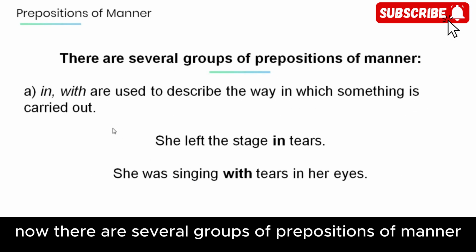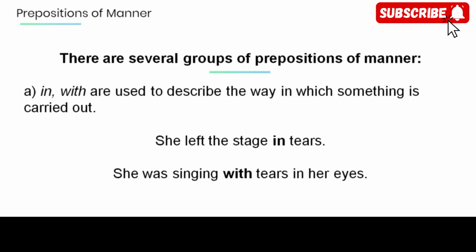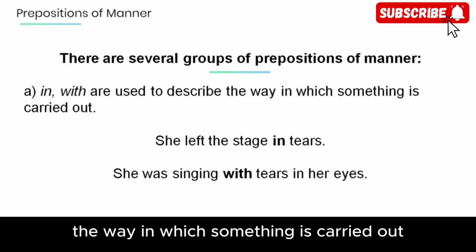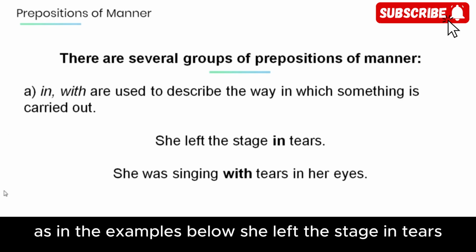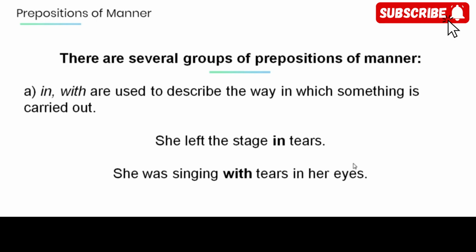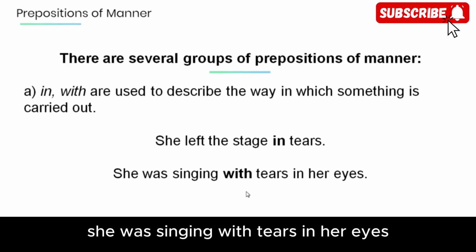Now, there are several groups of prepositions of manner. A, in, and with. In and with are used to describe the way in which something is carried out, as in the examples below. She left the stage in tears. She was singing with tears in her eyes.